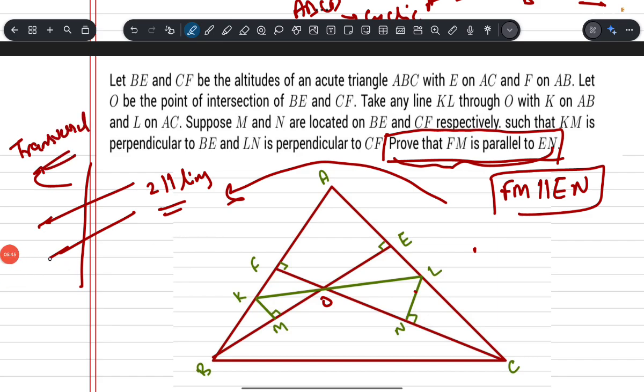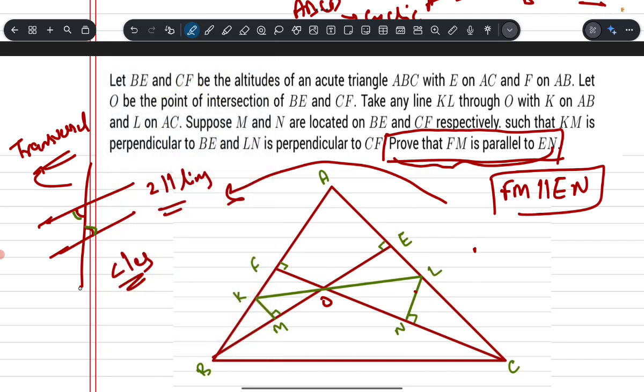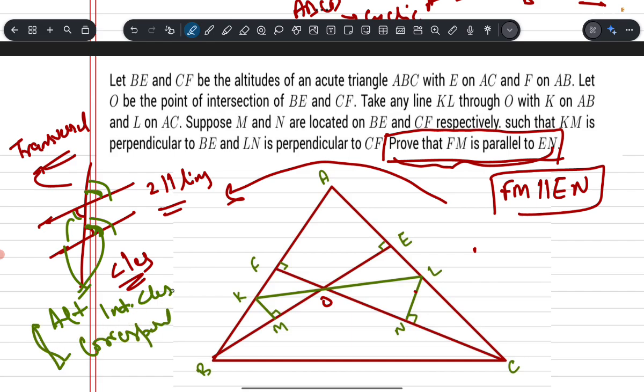And when this used to happen, we had what? We used to find a lot of angles, pairs of angles. Let's say this one. Let me use a different color. All right. So this angle is equal to this, and this also is equal to this. These two were referred as what? Alternate interior angles. This and this were referred as corresponding angles. So we used to find these pairs, alternate interior, corresponding, and they used to be equal.